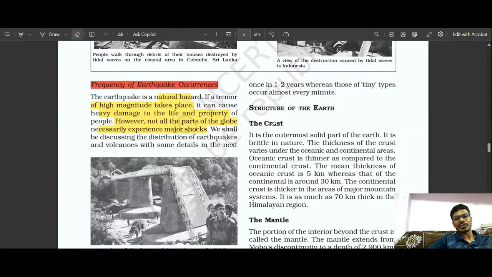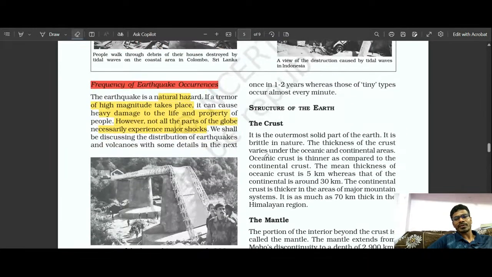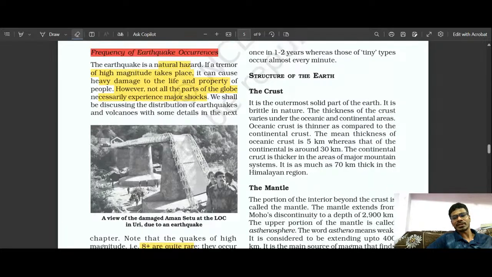The structure of the Earth: the crust, mantle, and the core. The outermost part of the solid Earth is known as the crust. It is brittle in nature, meaning it can break. The thickness of the crust varies under the oceanic and continental areas. Oceanic crust is thinner compared to the continental part.